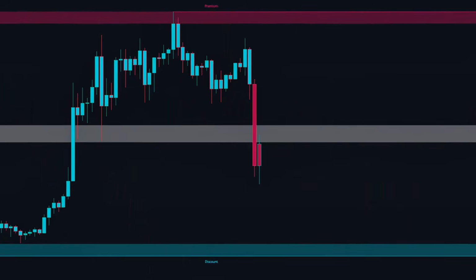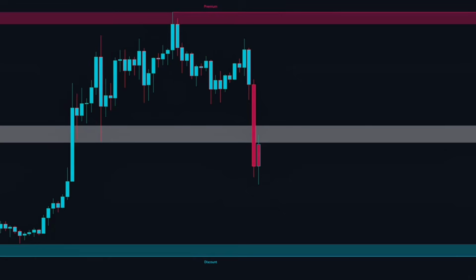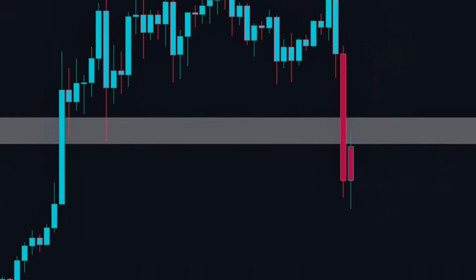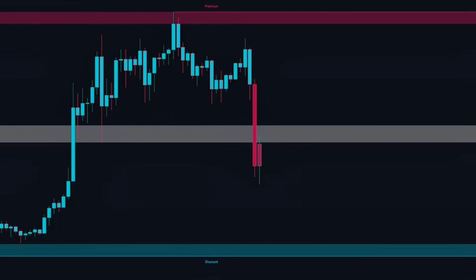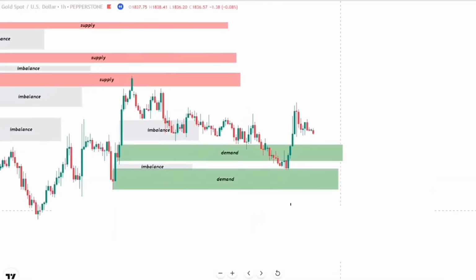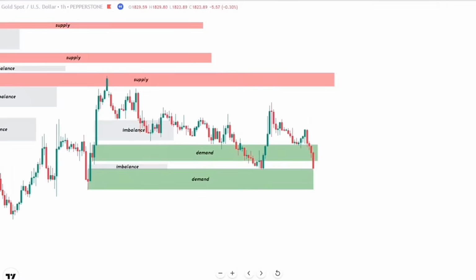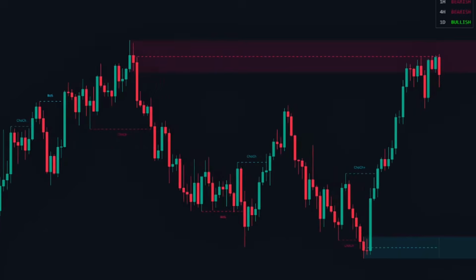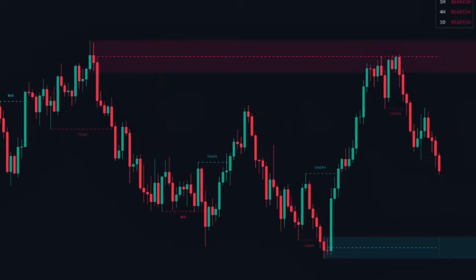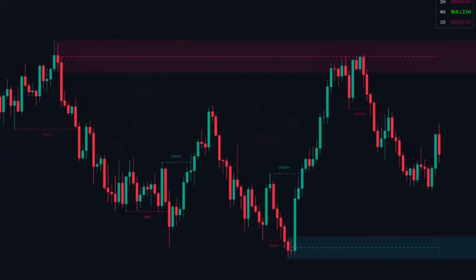And on top of that, the indicator shows you premium and discount zones. In simple terms, it tells you when price is too expensive or too cheap relative to the recent range. Red means premium, blue means discount. That way, you're not buying at the top or selling at the bottom. So instead of spending half an hour marking everything manually, this toolkit does the heavy lifting and lets you focus on the actual setups. Basically, it gives you a clear picture of the market, fast, accurate, and all in one place.